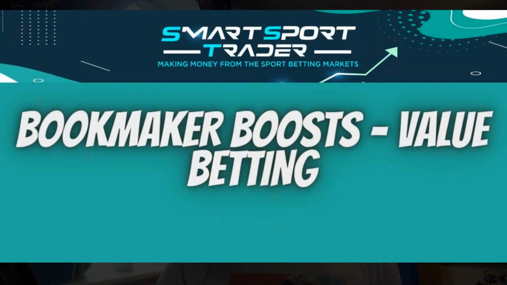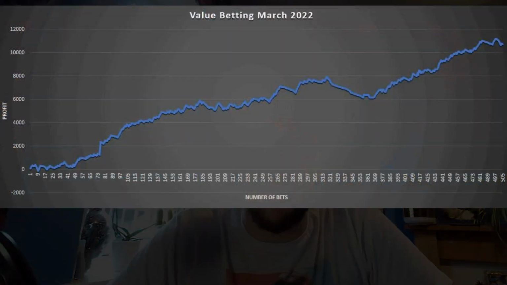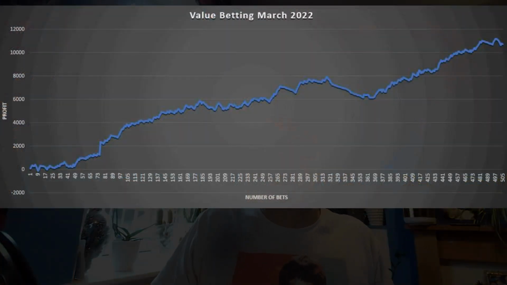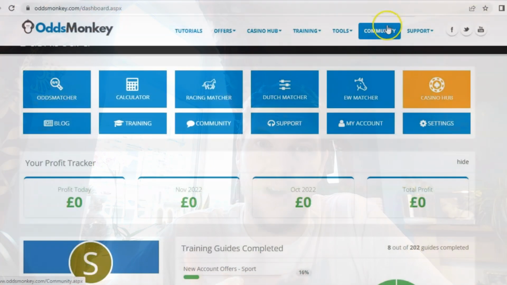Okay, moving on to the third strategy, which is to take advantage of the amount of bookmaker boosts there are at the moment. I've talked a little bit about value betting on this channel before, and value betting is a proven way of profiting from sports betting. Basically, if you're consistently getting odds which are much better than sharp bookmakers or the Betfair lay odds, then you're going to make money in the long term. This is a proven strategy, and there's loads of data to back it up. And at the moment, with the World Cup being on, there are a ton of boosts as well.